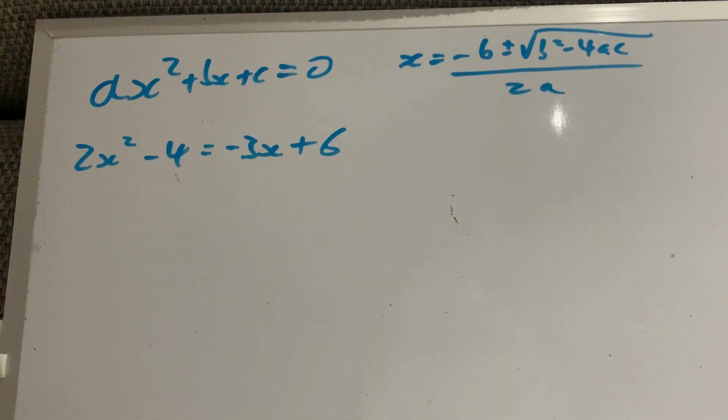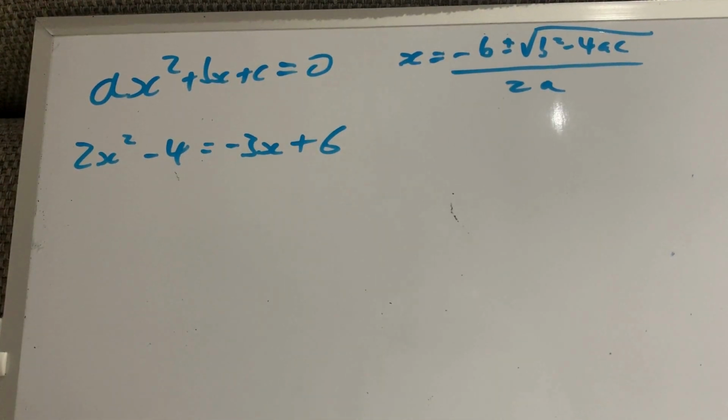Okay, our next example is 2x squared minus 4 equals minus 3x plus 6. So as you know, we're going to want to take everything to one side.